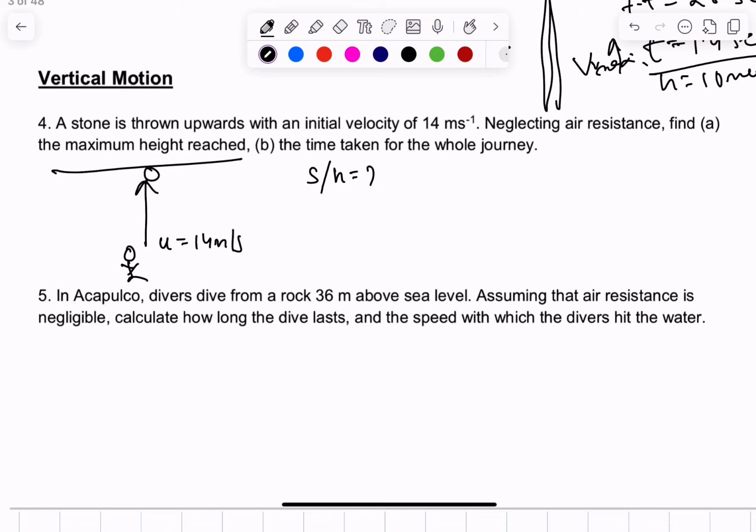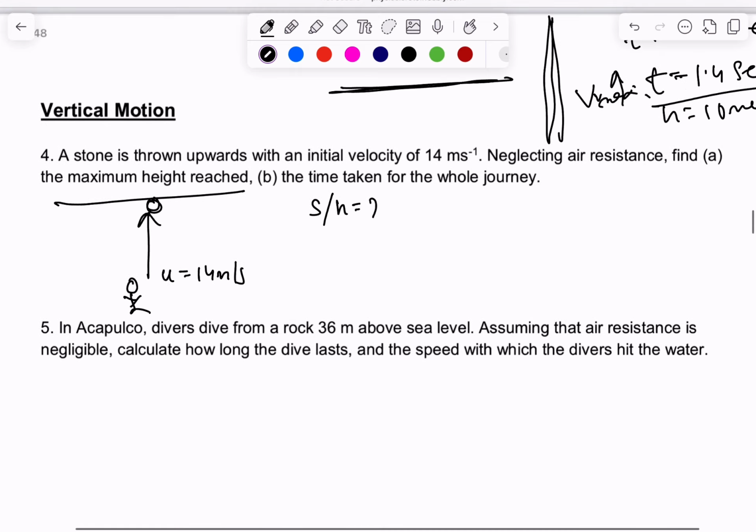So now I know the initial velocity is 14, and this stone at a certain height h will become 0. So the final velocity will become 0, because the stone will come back again once it is 0. Okay, now we will find this height h.